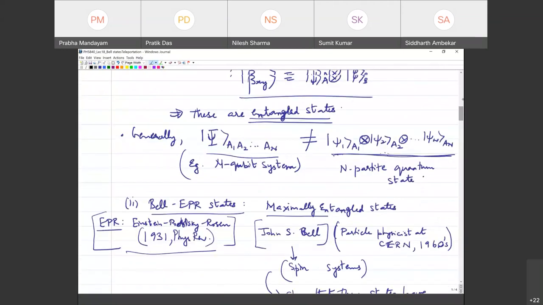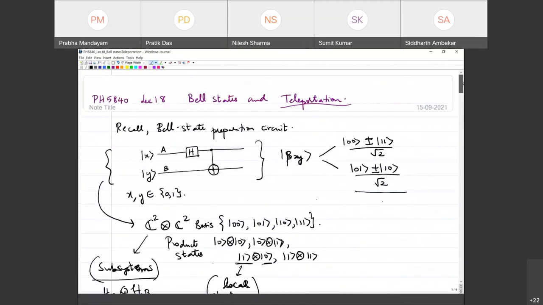Very good. I will come to mixed state entanglement next week. It's a much more subtle concept with mixed states. It's not as straightforward as just a tensor product of two states. Even the definition of mixed state entanglement is slightly more subtle, not as direct as pure state entanglement. But we will discuss that.